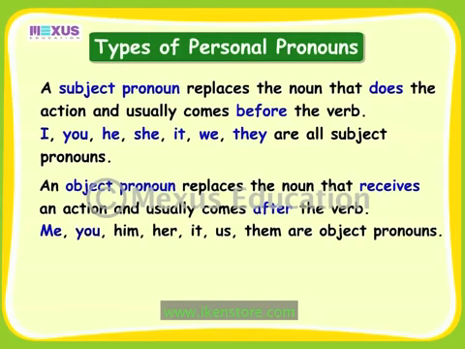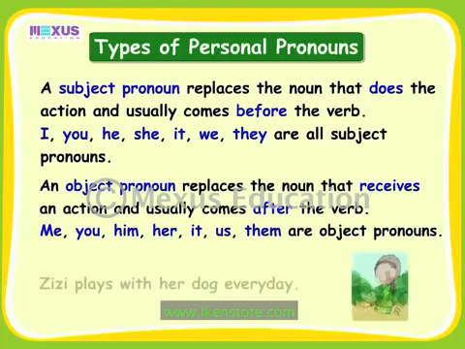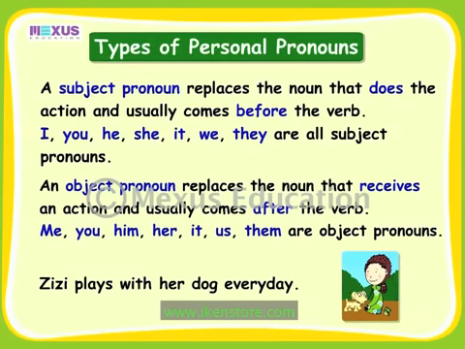Me, you, him, her, it, us, them are object pronouns. For example, in the sentence, Zizi plays with her dog every day, Zizi is the subject and dog is the object. We can use the pronoun she instead of Zizi and the pronoun it instead of dog.